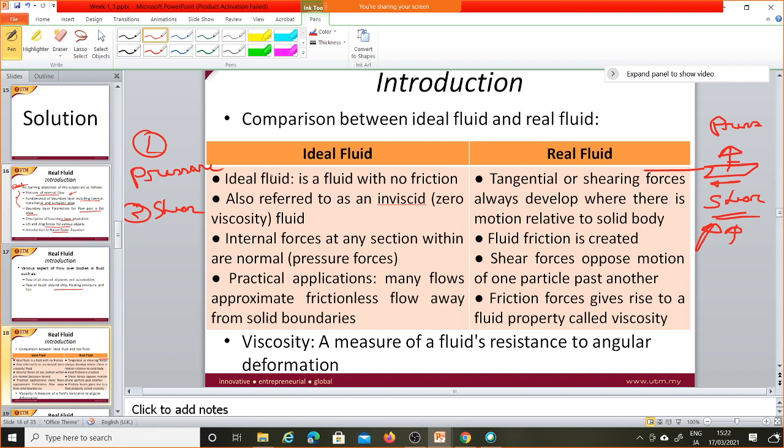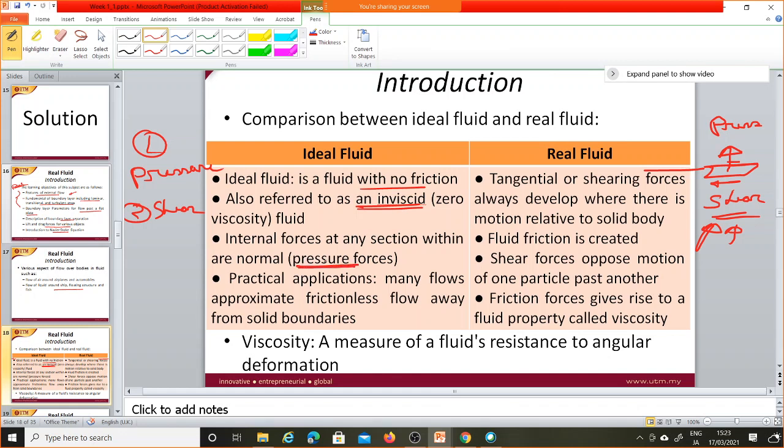Okay. So maybe the linguistic way is presented in a different way, but the meaning is the same. Ideal fluid is a fluid with no friction. So I go for the ideal fluid first. It is also referred to as inviscid flow. You already know that inviscid flow is the flow where we don't have any viscosity, zero viscosity. We call this non-viscous, or you can call this inviscid. Same meaning. Then the internal forces at any section within it are normal pressure.